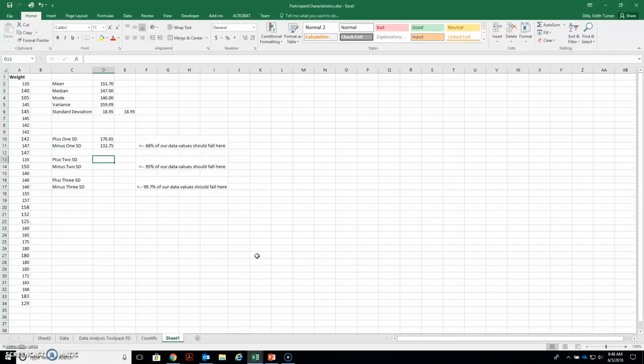And now we're going to do it for two standard deviations. So again, we start with the mean, and we're going to add 2 times the standard deviation. And for minus 2 standard deviations, we start with the mean, we subtract 2 times the standard deviation.